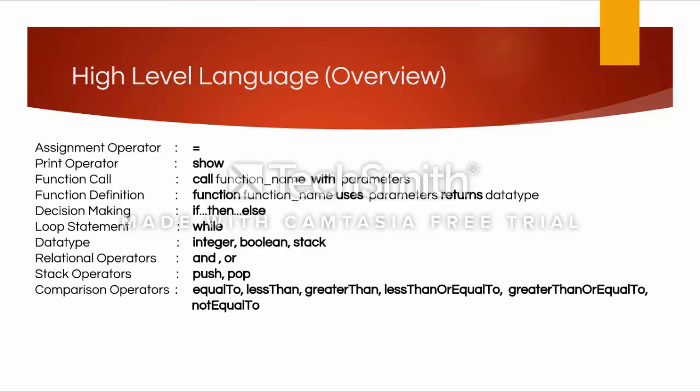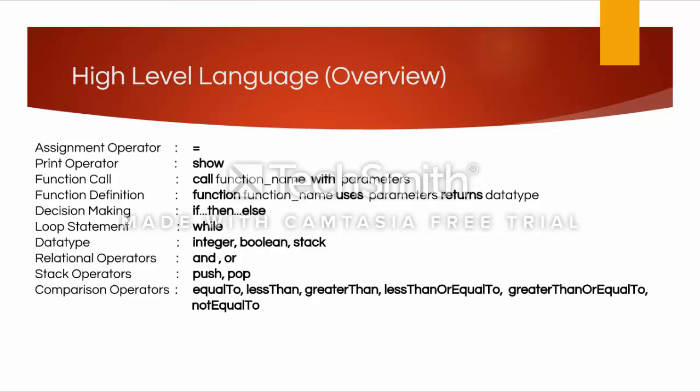For function definition, we use the keyword function followed by function name, then keyword uses followed by parameters, and lastly the keyword returns followed by the return data type. For decision making, we use the keyword if and then the condition followed by the keyword then and the sequence of statements. And also we use the keyword else and the sequence of statements.